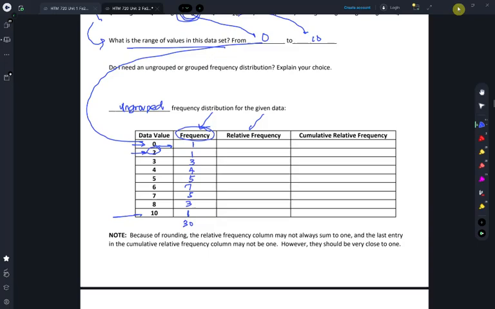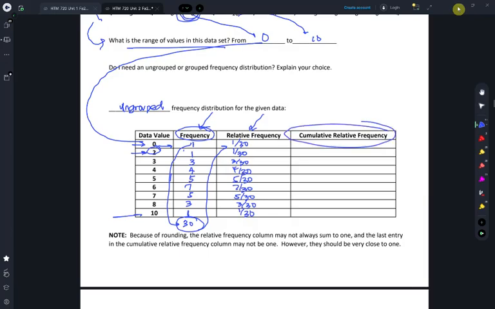Similar to what we did earlier, you have the relative frequencies. So this will be 1 out of 30, 1 out of 30, 3 out of 30, 4 out of 30, 5 out of 30, 7 out of 30, 5 out of 30, 3 out of 30, 1 out of 30. In other words, we're considering the weight of each frequency relative to the total.